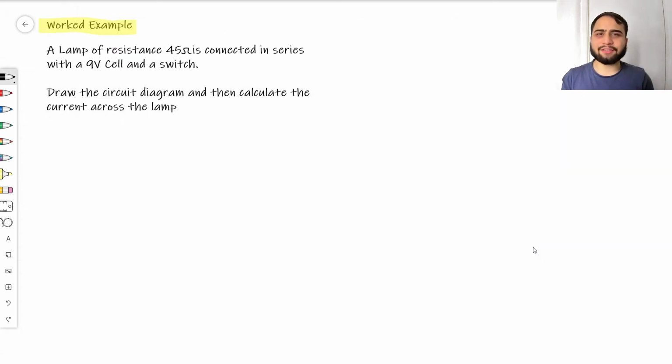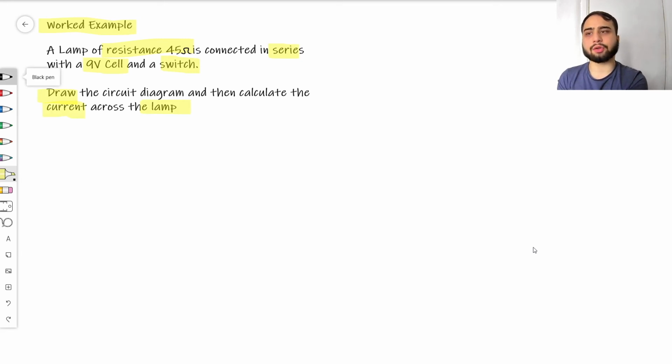Okay, so now let's have a look at this worked example. As always, we're going to highlight all of our keywords. A lamp of resistance 45 ohms is connected in series with a 9-volt cell and a switch. Draw the circuit diagram and then calculate the current across the lamp.